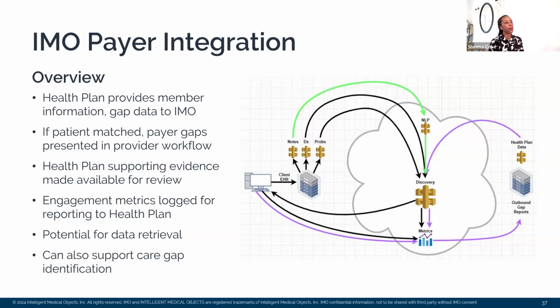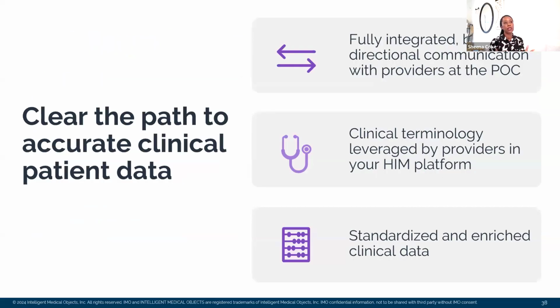So on the next slide, we'll talk a little bit about what this means overall. So regardless of your health system type or size, whether that's a payer model or a payvider model, IMO really provides you the opportunity to clear that path to accurate clinical patient data. The value is evident. We offer fully integrated bidirectional communication with providers at the point of care. You get that clinical terminology that is our expertise that's leveraged by providers in your HIM platform. And we standardize and enrich that clinical data in workflow in real time.